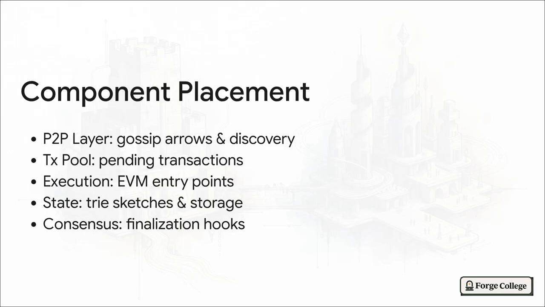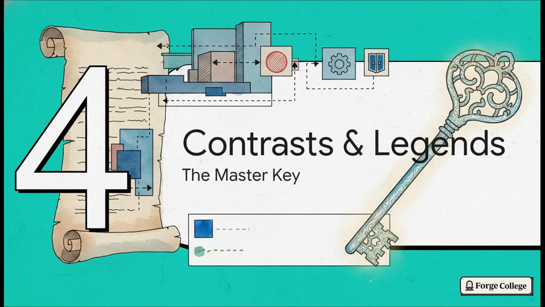By grouping and nesting these elements together, we're showing exactly how the transaction pool naturally feeds directly into the execution zone. Section 4. Contrasts and visual legends, the master key.